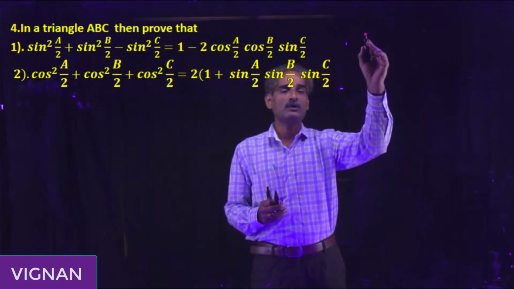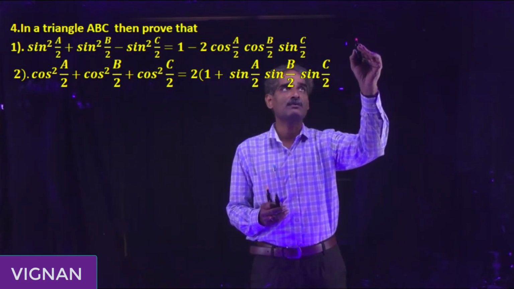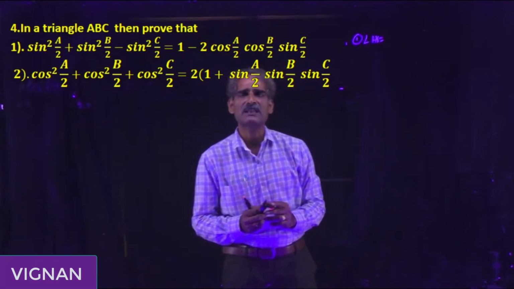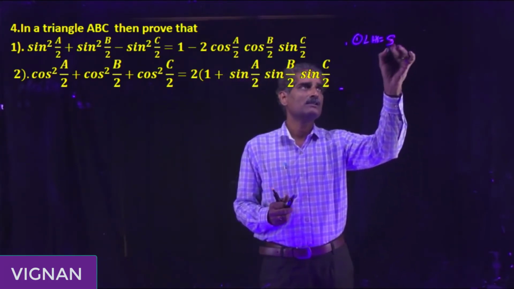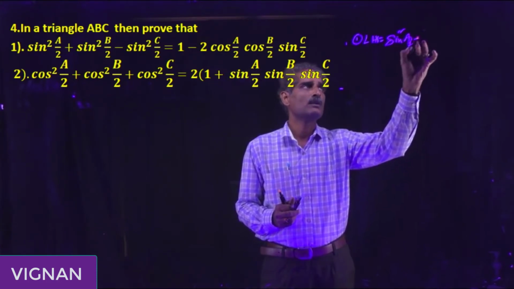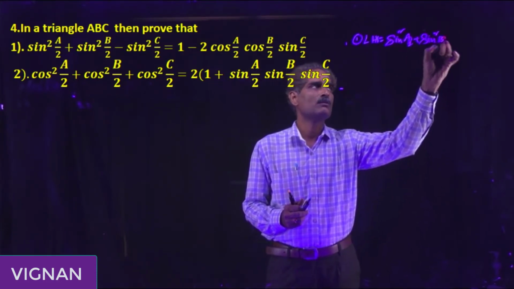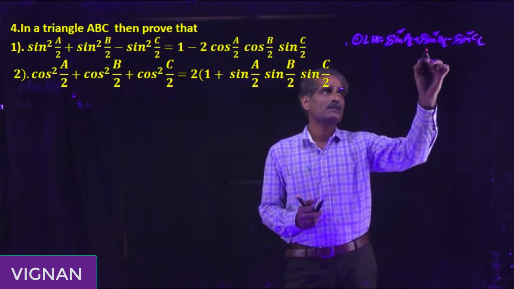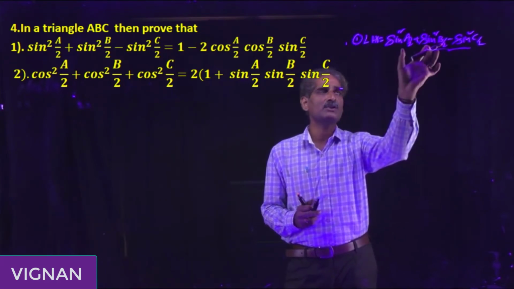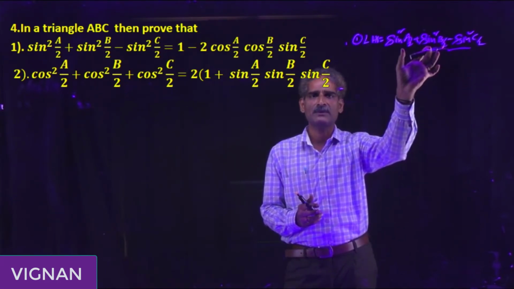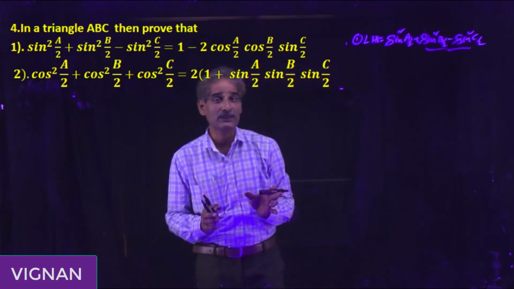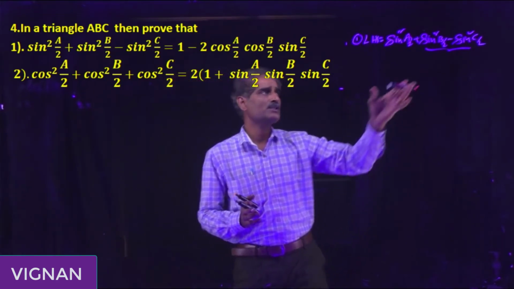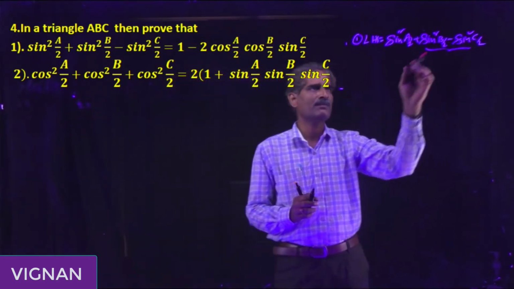Okay, so now take the LHS of the first problem. Here LHS is equal to sin square A by 2 plus sin square B by 2 minus sin square C by 2. So here there is a formula for these two. There is no direct formula for the three together. We have formulas for sin square A minus sin square B, or cos square A minus cos square B, otherwise cos square A minus sin square B. Just these two are in the form of sin square A minus sin square B, so just apply the formula for that.